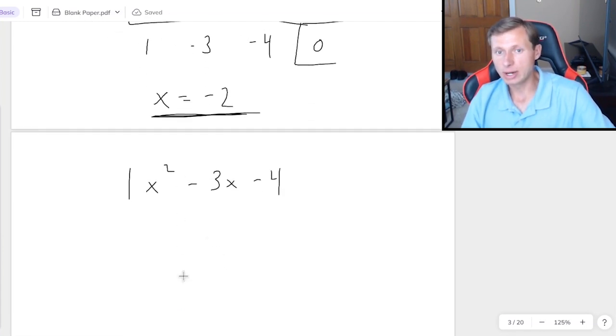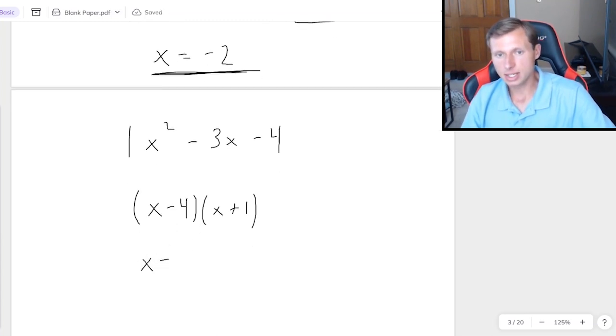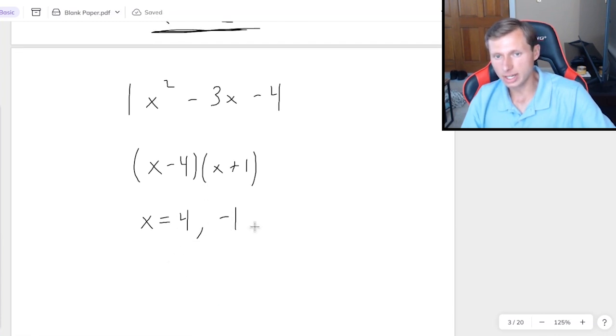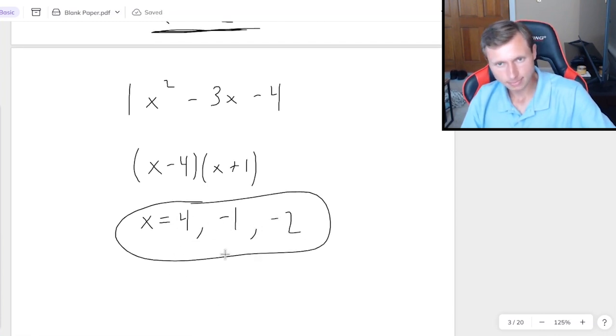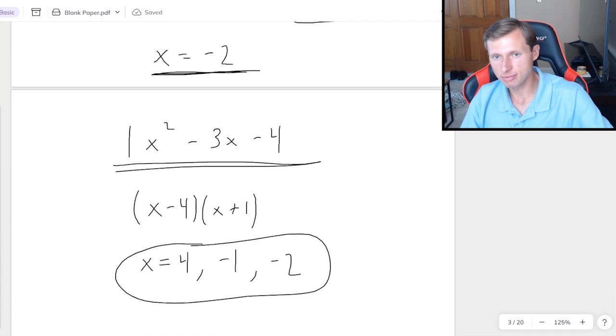And since it's squared, now I can factor this if I want. And I know how this factors. It's just x minus 4 times x plus 1. So the other right options were x equals positive 4 and negative 1. So then all of my zeros are 4, negative 1, and negative 2. And there we go. So in other words, yes, you can use the rational root theorem in combination with factoring.